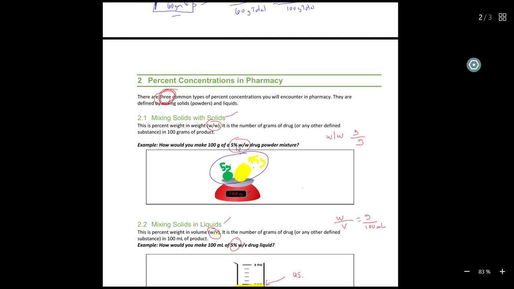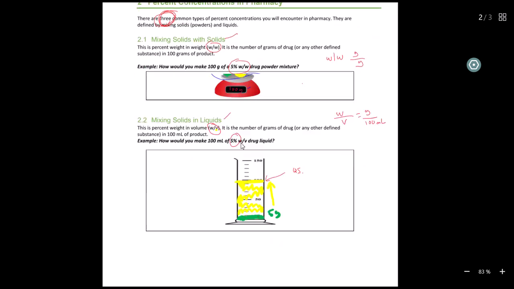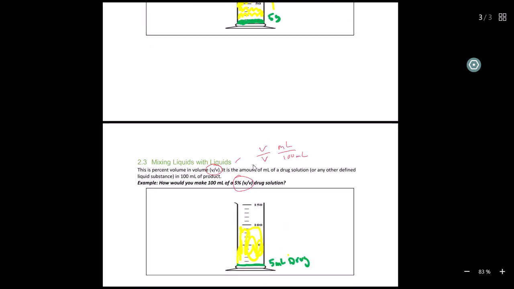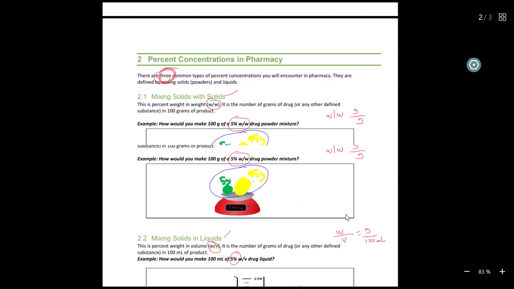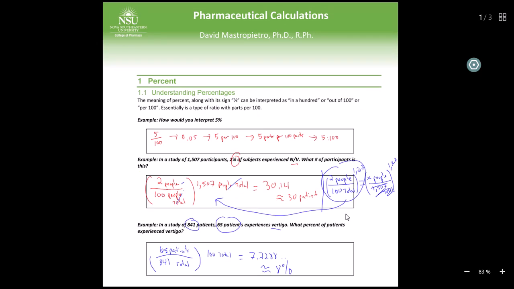If it's a powdered mixture and it says a 5% mixture of powders, you know it's weight and weight. Important to understand that the units are grams per 100 grams of the total material. If you're dealing with the volume on the denominator, you're dealing with out of 100 ml. So grams per 100 mLs for solids and liquids, and mLs per 100 mLs if you're dealing with liquid mixtures. All right. So again, that is percents and the understanding of what percent means when we're dealing with pharmaceuticals.